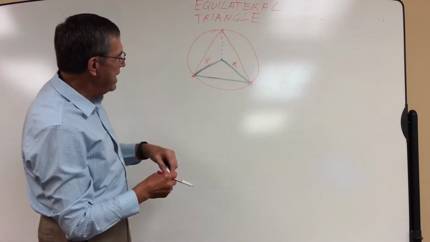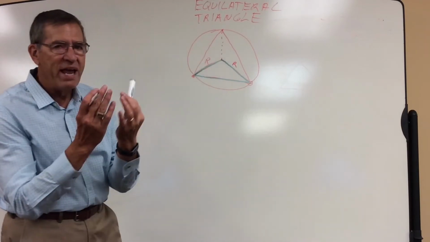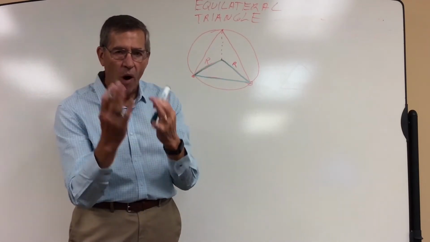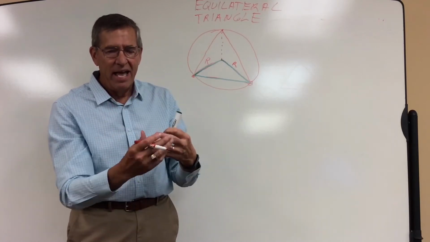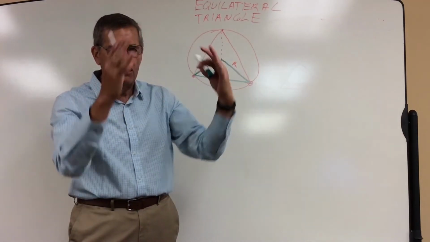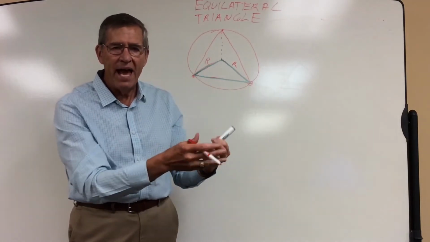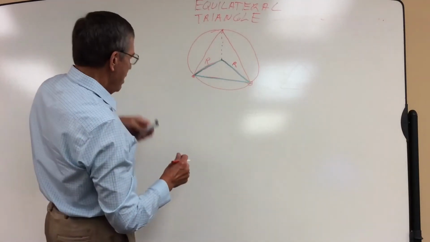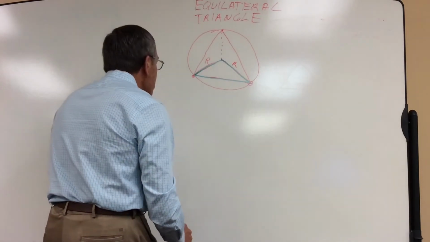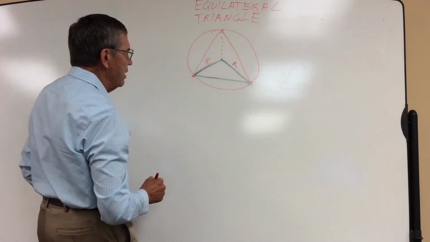So we have three congruent triangles. If we're trying to find the area of the triangle, all we have to do now is focus on one of the triangles, figure out its area, and multiply it by 3 to get the total area, and then compare that to the area of the circle to get our percentage. Okay, so we're going to focus on the green triangle right here.